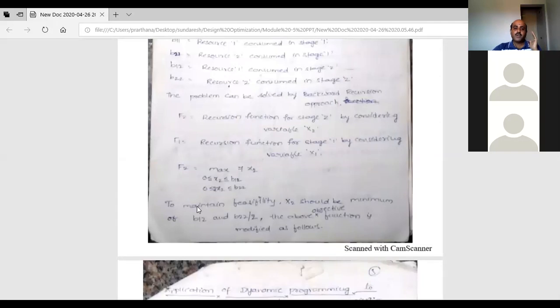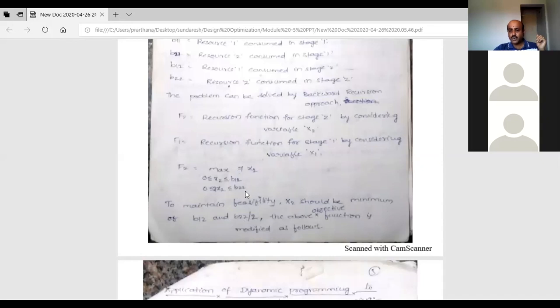Okay. So now, to maintain feasibility, x2 should be the minimum of b12 and b22 by 2, because it is 2x2. Therefore, to maintain feasibility, the value of x2 should lie up to the minimum of b12 and b22 by 2, because 2x2 is less than or equal to b22 over here.